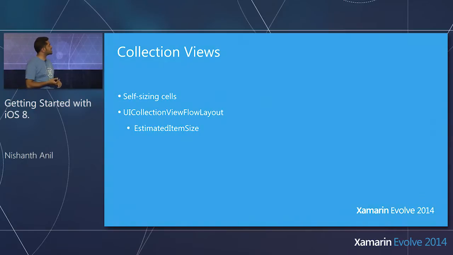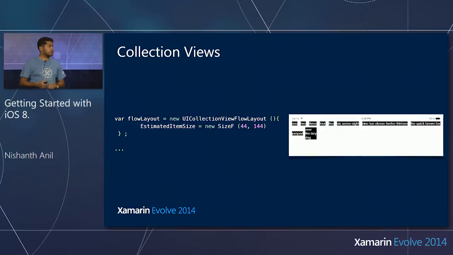Now, the change that has come to collection view is the self-sizing cells. So now you can get self-sized cells in UICollectionView by setting the estimated item size of the UICollectionViewFlowLayout. And this is how you do it. You create the flow layout and just set the estimated item size, then the cell gets sized. Another thing is you can also do auto layout to get those.